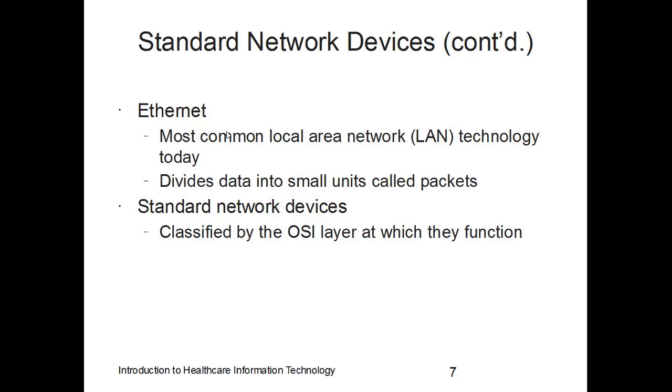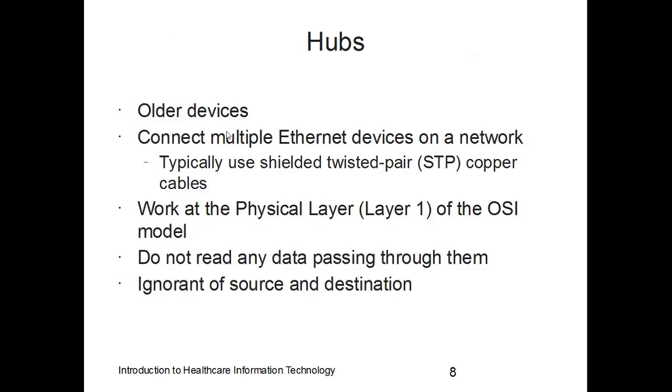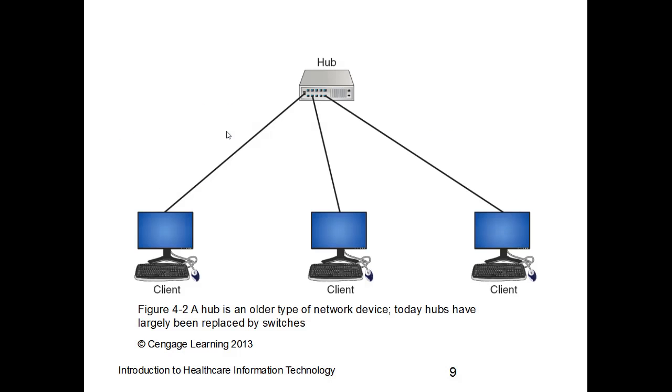Standard network devices are classified by the OSI layer at which they function. For example, hubs. These are older devices, and these are used to help connect multiple Ethernet devices on a network. These will typically use shielded twisted pair copper cables, or STP cables. And these devices work at the physical layer, or layer 1 of the OSI model. These devices don't read the data that passes through them, and they're ignorant of the source or the destination of that data. Here's an illustration of how that would work.